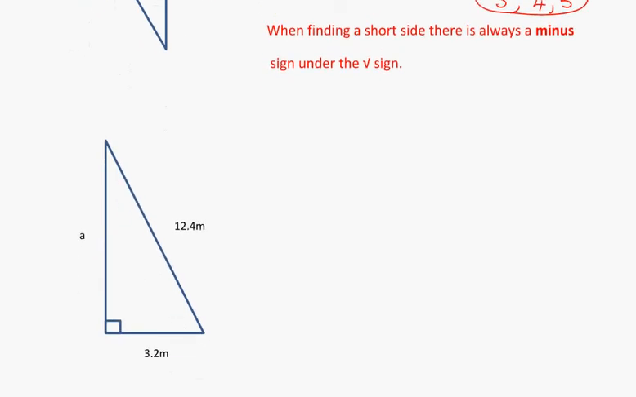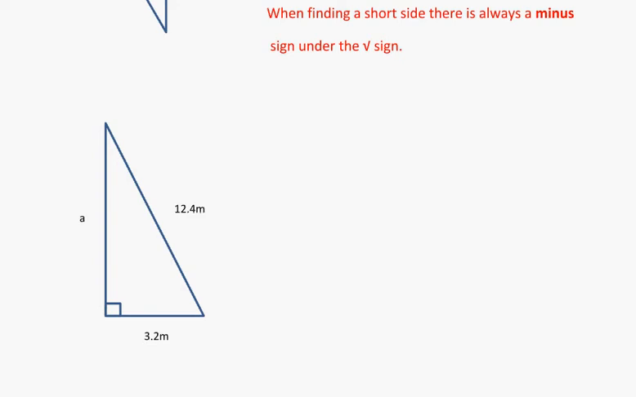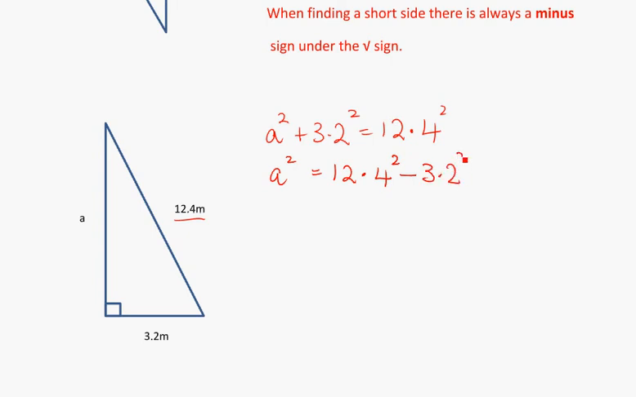Okay, let's do one with some decimals in it. Okay, we have to find the A side, which is one of the short sides. We know the 12.4 is the hypotenuse because it's opposite the right angle. And so we can write our relationship as A squared plus 3.2 squared equals 12.4 squared. Rearrange. A squared equals 12.4 squared minus 3.2 squared. A is the square root of 12.4 squared minus 3.2 squared.